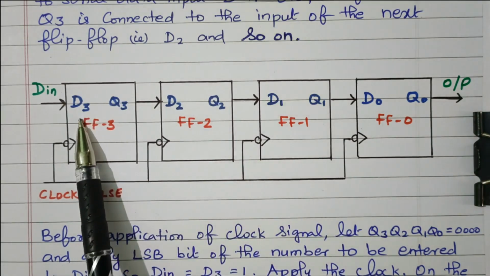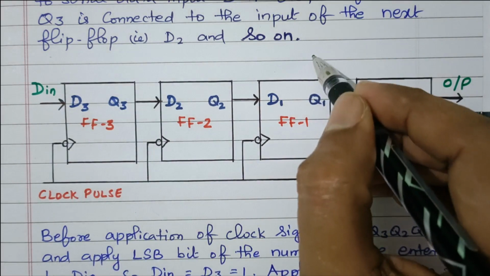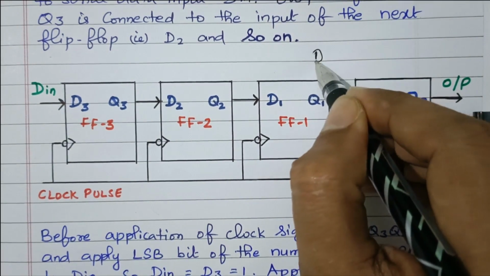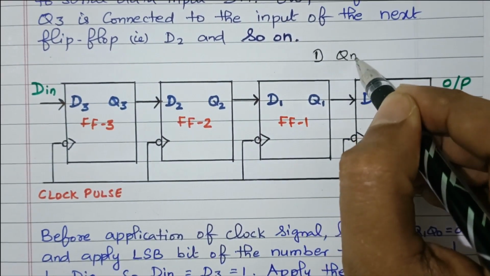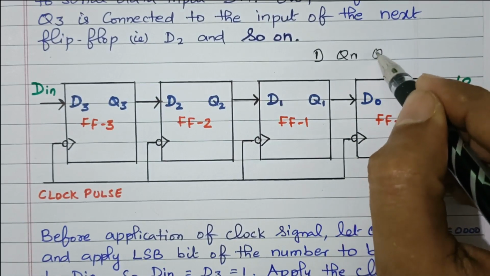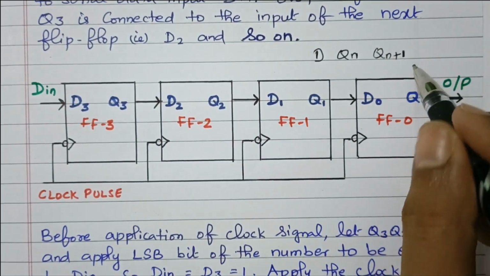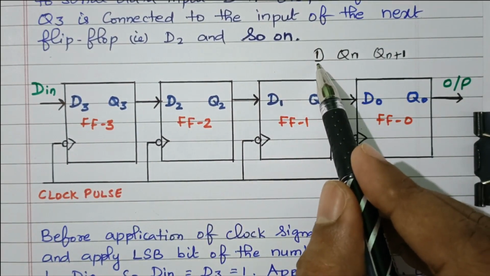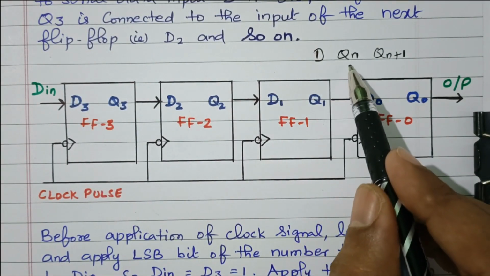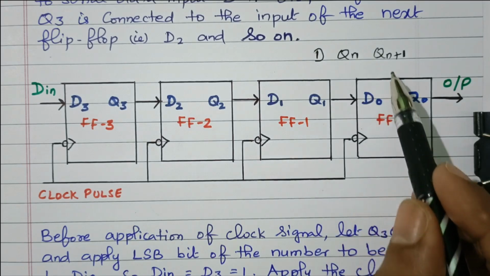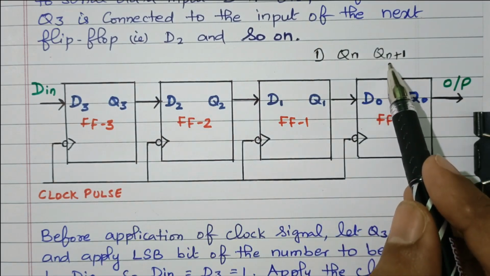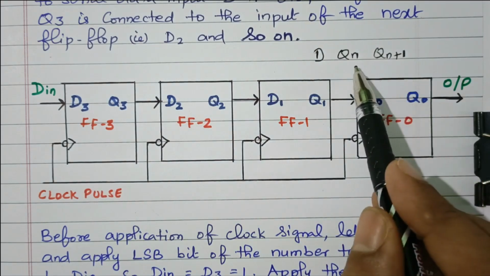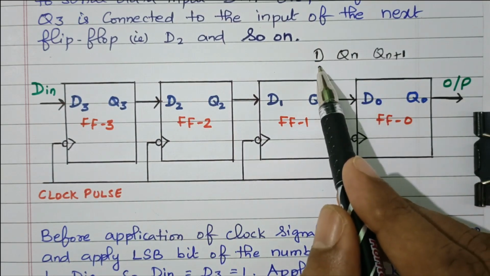What is the nature of the D flip-flop? The D flip-flop, the input is D. This Qn is the present state, Qn plus 1 is the next state. Right? D is the one. D flip-flop has only one input. The output is present state, next state. So normally in a flip-flop, the next state depends upon the present state and input.